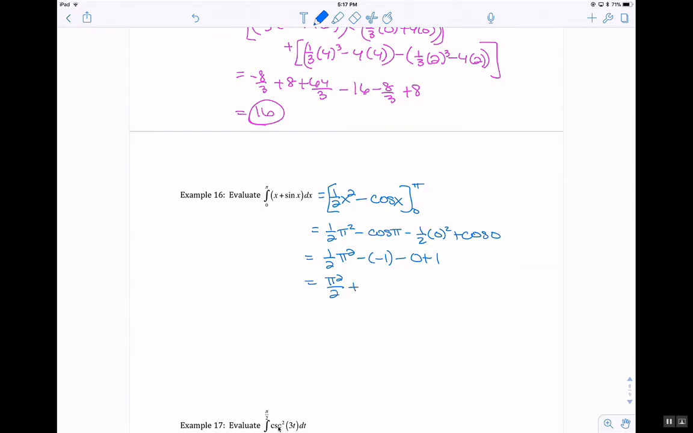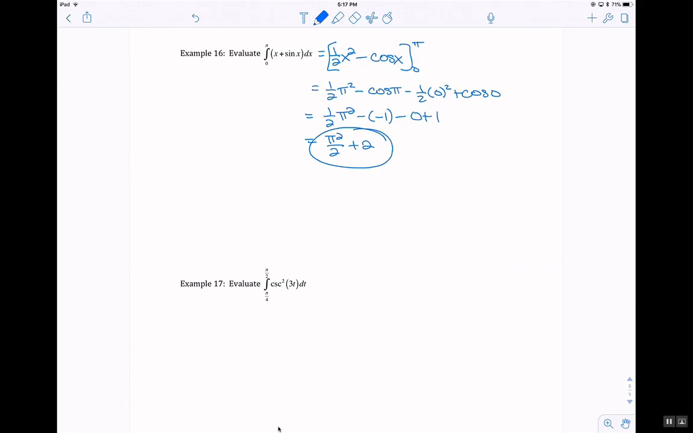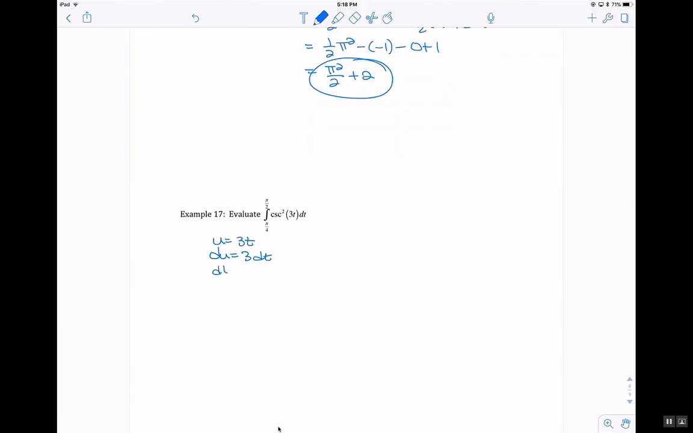17. Cosecant squared of 3t, so u is equal to 3t, so du is equal to 3 dt. So dt is equal to du over 3. So u of pi over 2 is 3 times pi over 2, so 3 pi over 2. And then u of pi over 4 is 3 times pi over 4, so 3 pi over 4.